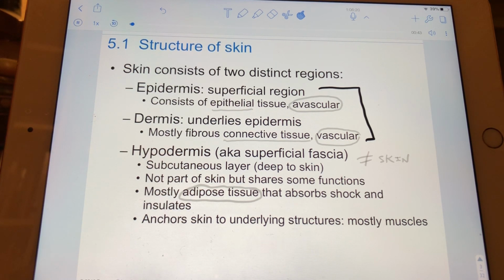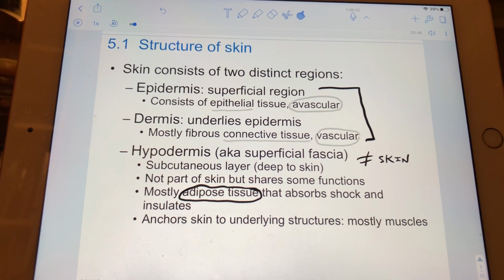Now, the hypodermis is not actually part of the skin. It underlies the skin and is therefore in contact with the dermis. It's not in contact with the epidermis. It's also known as the subcutaneous layer, and the hypodermis is made primarily out of adipose tissue, okay, for insulation, cushioning or shock absorption, and to some degree anchorage, okay.